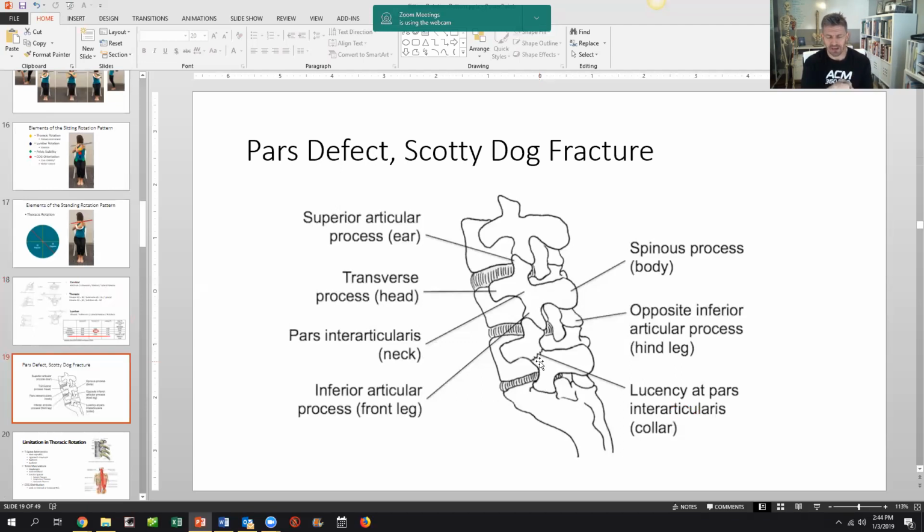But if you do have someone with a pars defect, spondylolisthesis, or something related to these bony fractures, where the vertebrae is slipping forward, you have to start really paying attention to stabilizing the lumbar spine in the movements that are happening, because these people are going to want to cheat and twist their hips and knees.